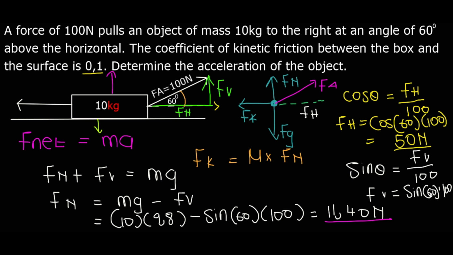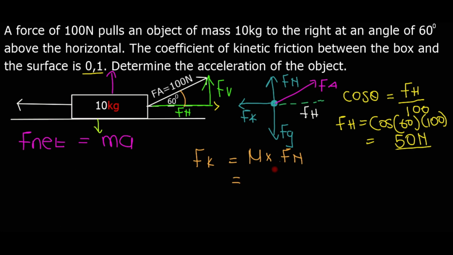From there, because we have the normal force, we can calculate the kinetic friction. So we say 0.1 times 11.40, which gives us 1.14 newtons. So now we have friction. Based on this F net, we need the forces that are parallel to the direction of motion, which include friction.